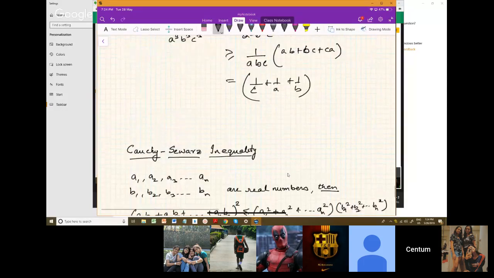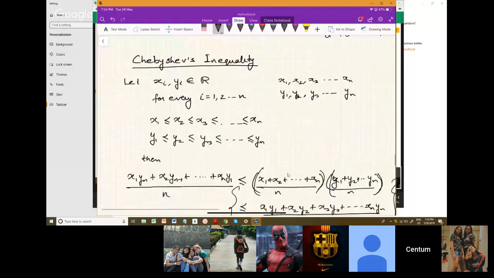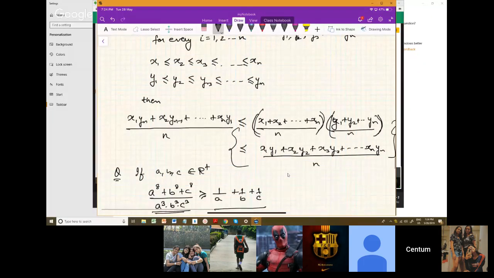So if you see the previous one, was there any resemblance, some closeness? Chebyshev's inequality was involving arithmetic mean and all that. There were no powers there, right? All n numbers were there: x1, x2, x3, xn divided by n, and then y1 plus y2 plus yn. All this we are talking about there.